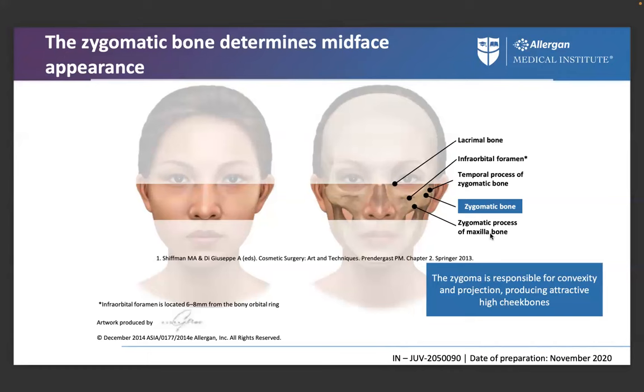Now, sometimes there is bony recession, but the individual is overweight. So the facial fat is compensating for the bony recession. That is why they might not be showing the same signs of aging as a person with a slim face.